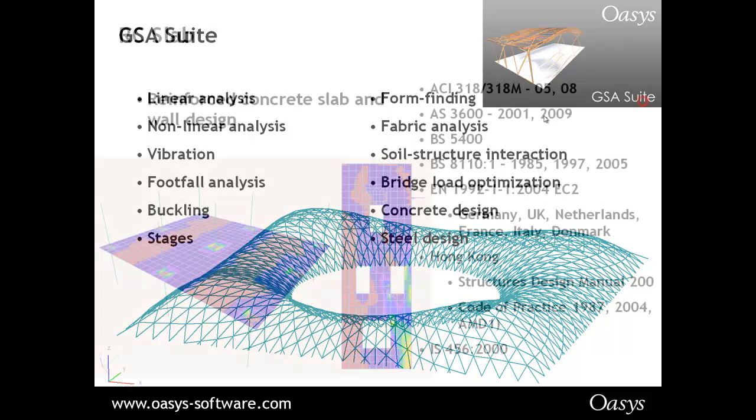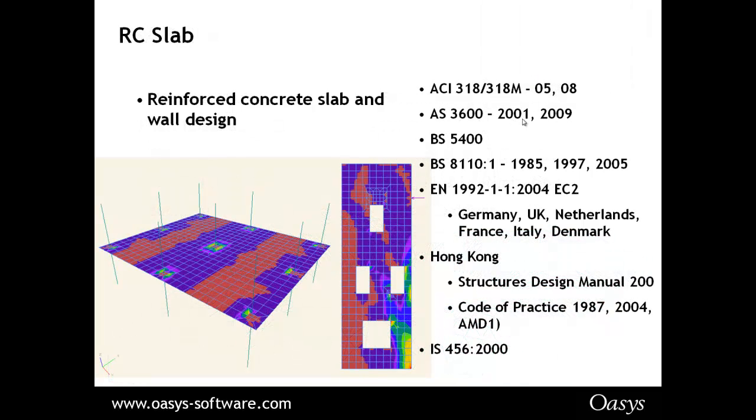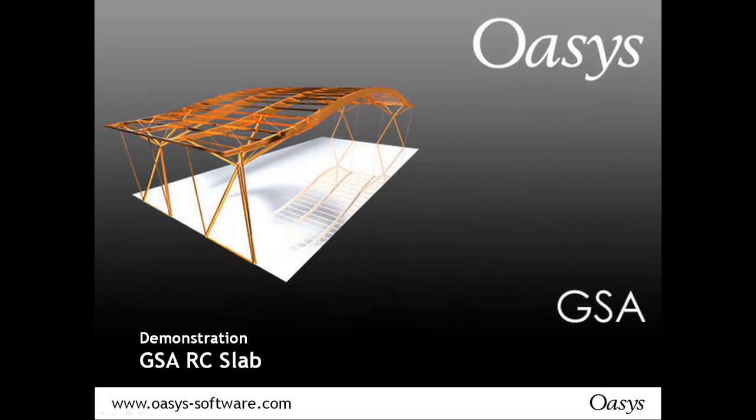Now, we could talk all week on GSA, but the crucial thing we're looking at today is the RC slab aspect of GSA. So what the concrete design in GSA does is it takes the 2D element results and then works out the bending moment, the requirements of the reinforcement based on the bending moments and the in-plane forces and torsion and all those sorts of things. Again, to the variety of codes. So let's look at GSA.